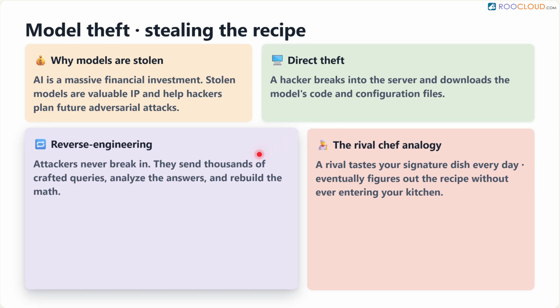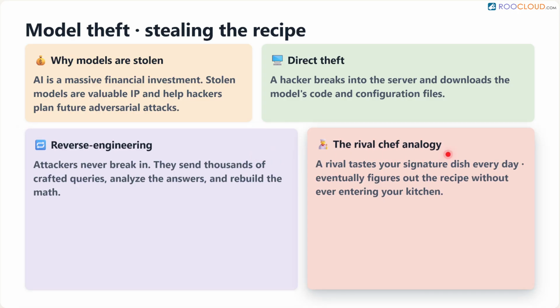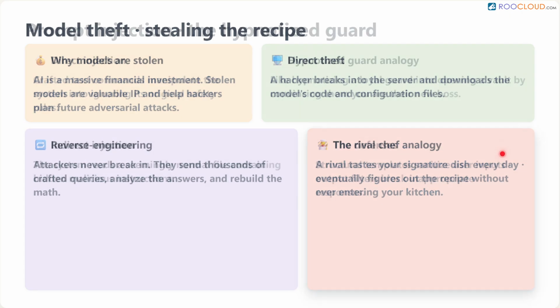However, an attacker can also steal a model without ever breaking into the server. By sending thousands of carefully designed questions to the system and analyzing the exact answers it gives, the attacker can reverse engineer the mathematical logic. They use this analysis to build an exact digital clone. It is exactly like a rival chef visiting your restaurant every day, tasting your signature dish, and eventually figuring out your exact secret recipe without ever stepping foot inside your kitchen.